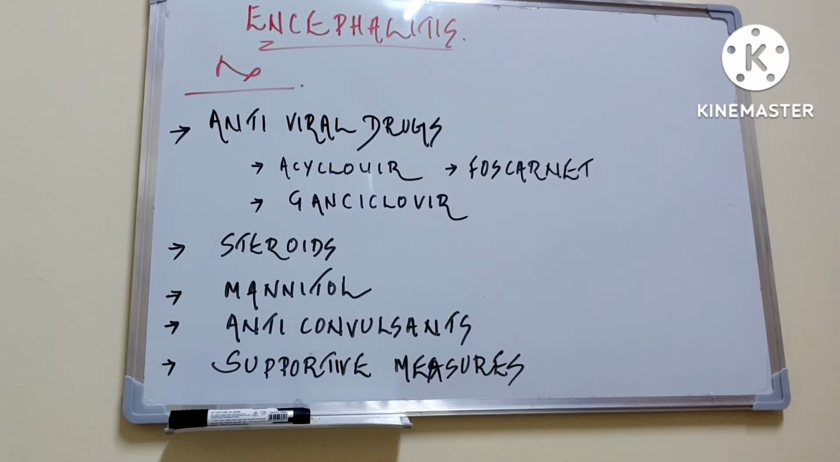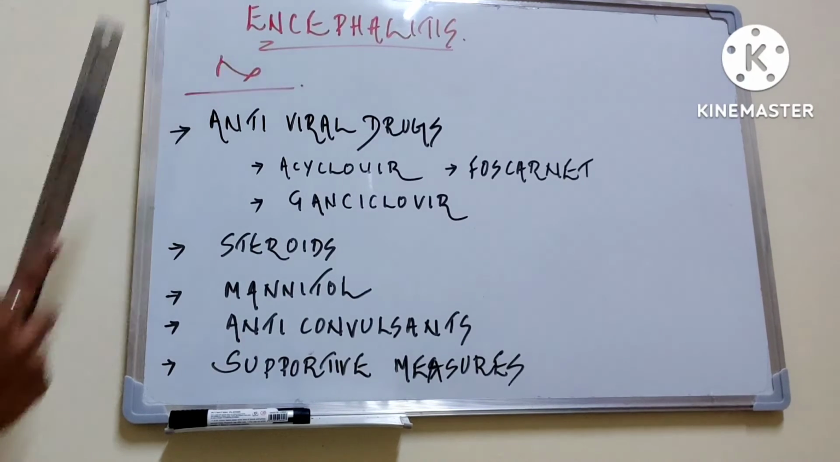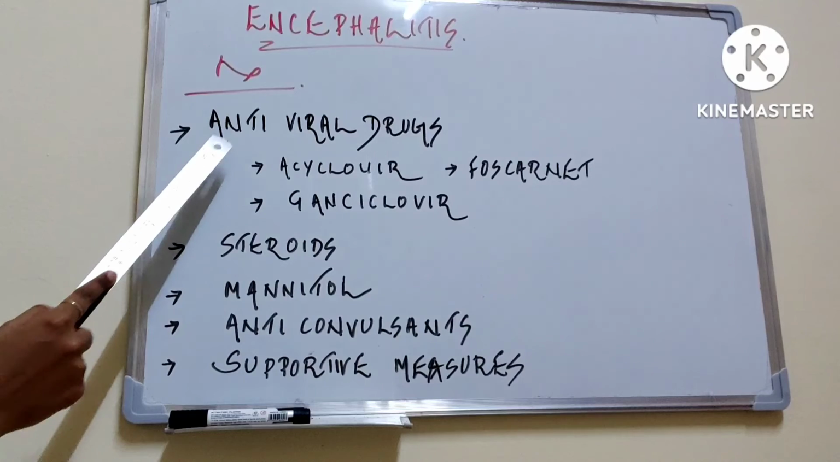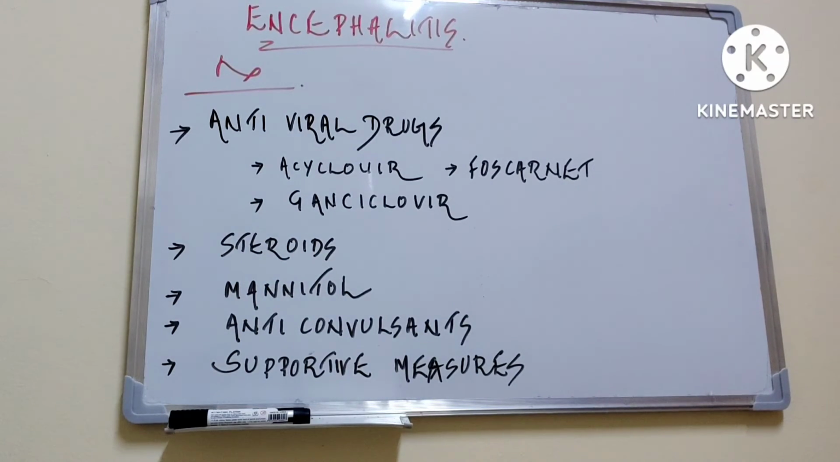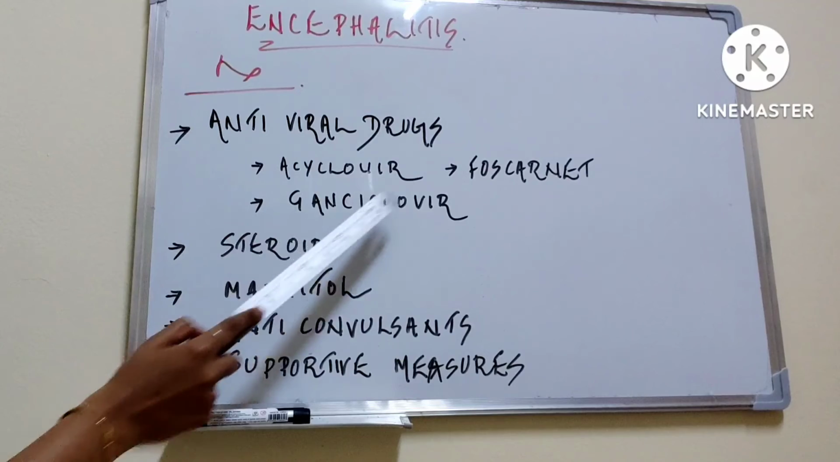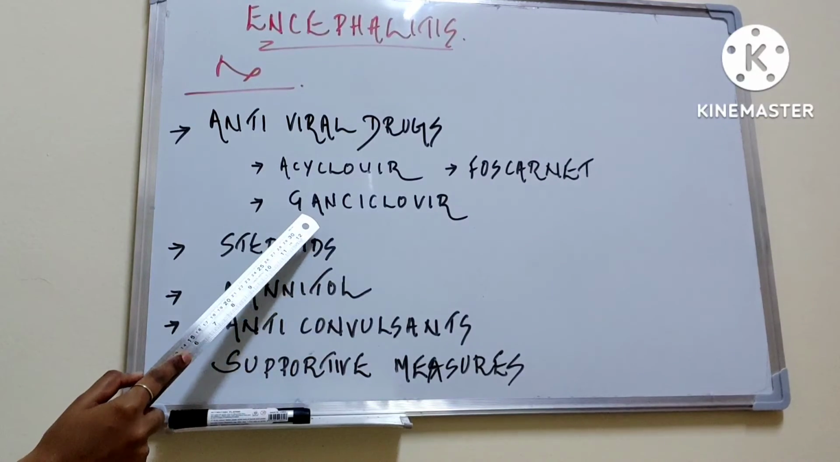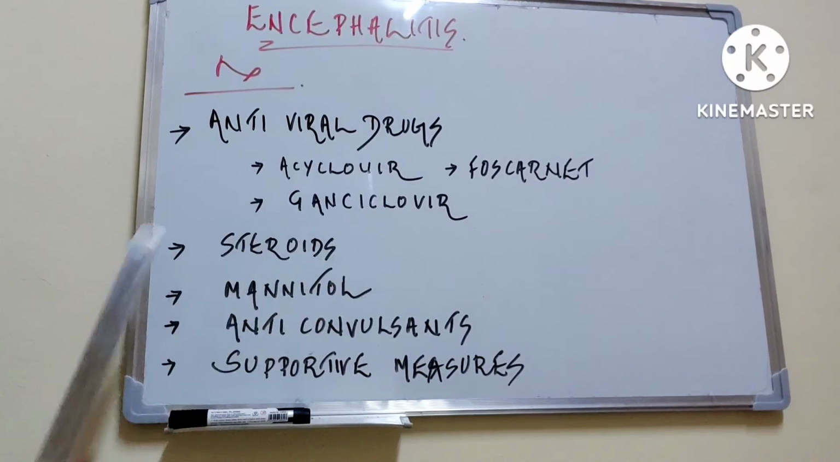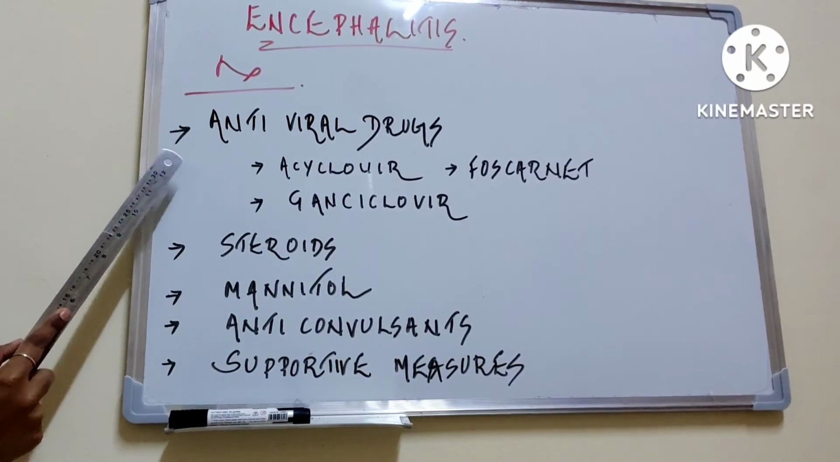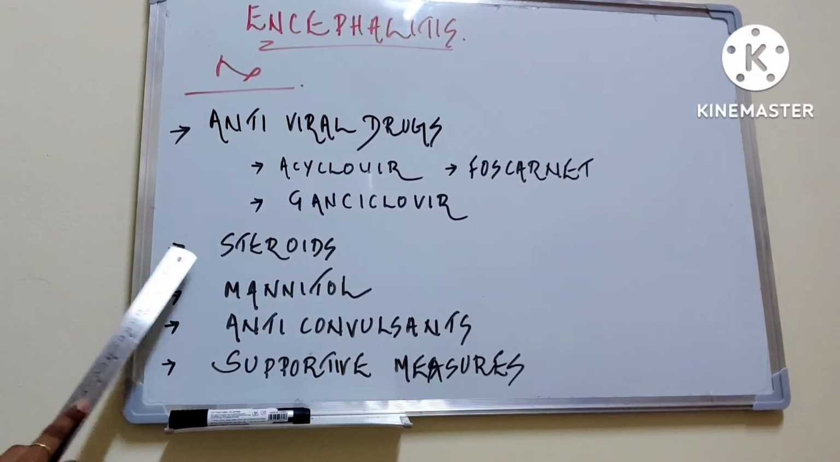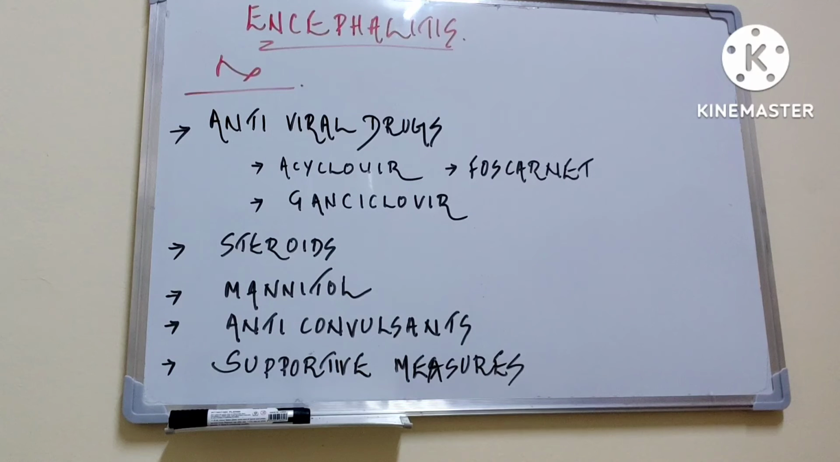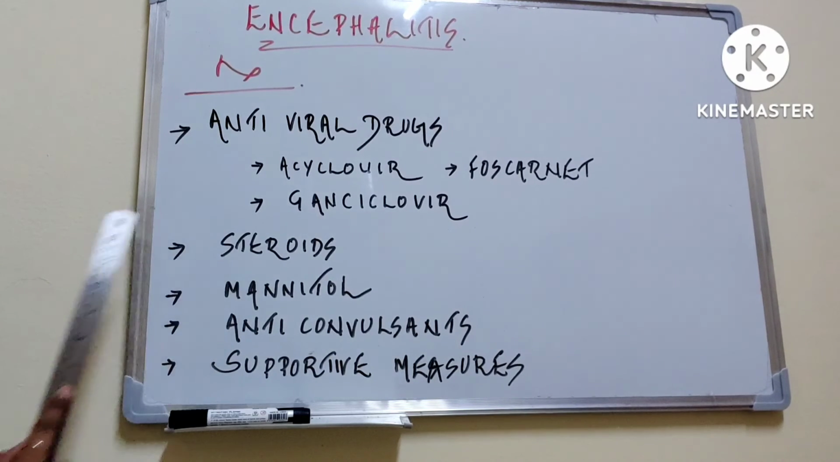Next we can see the treatment which is given for encephalitis. The first line of choice is antiviral drugs. What are the drugs which come under antiviral drugs? Acyclovir, foscarnet, and ganciclovir. So the first line of management is antiviral drugs, since it is mostly caused by a virus. The second one is steroids. When we have an inflammation in our body, we will use steroids.